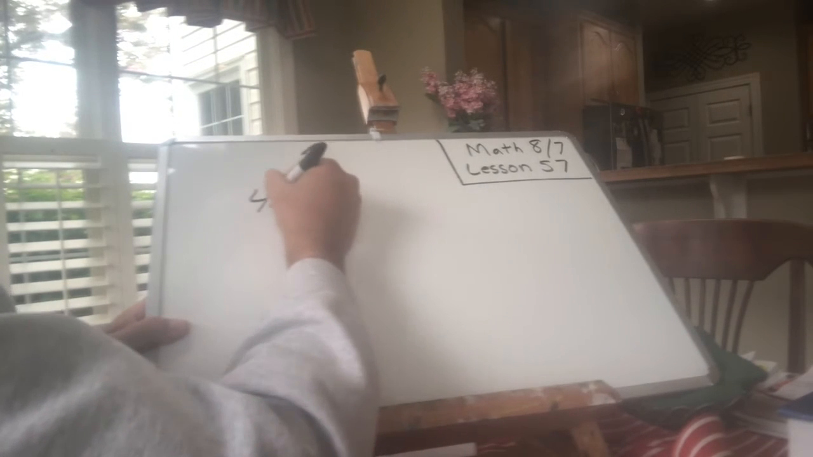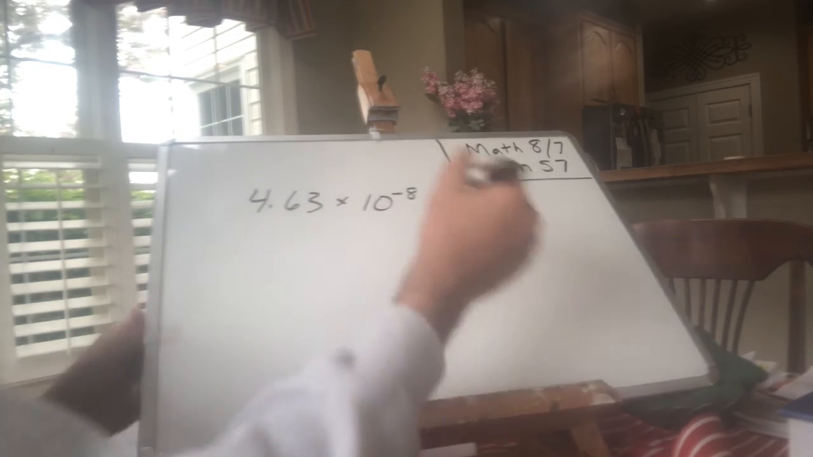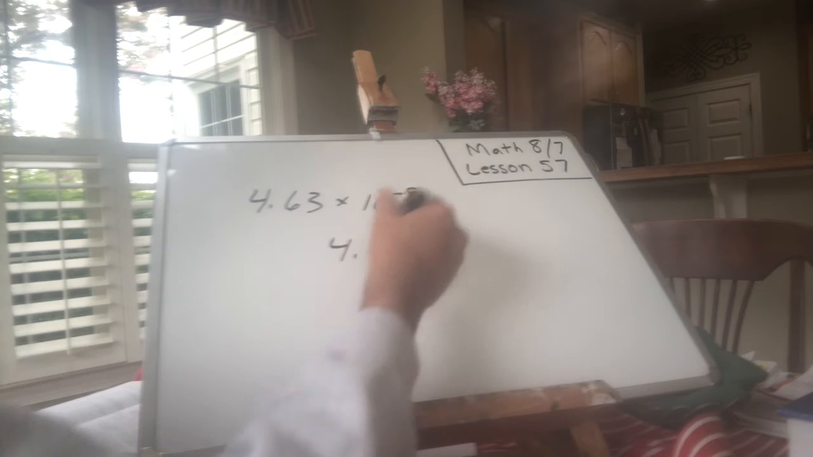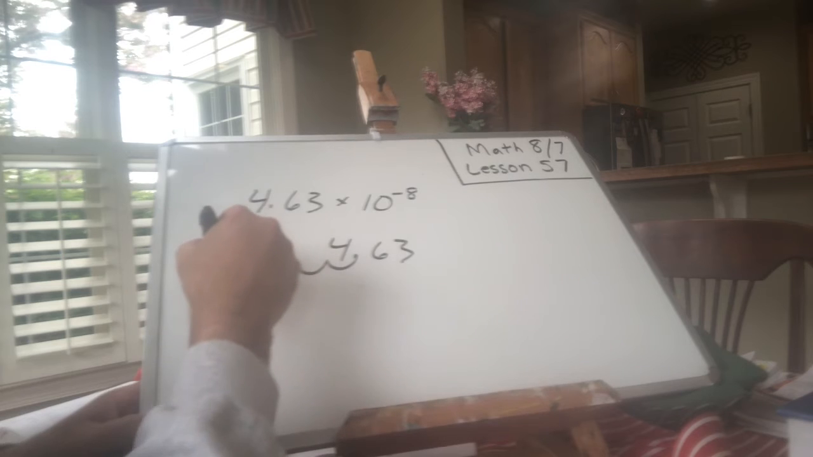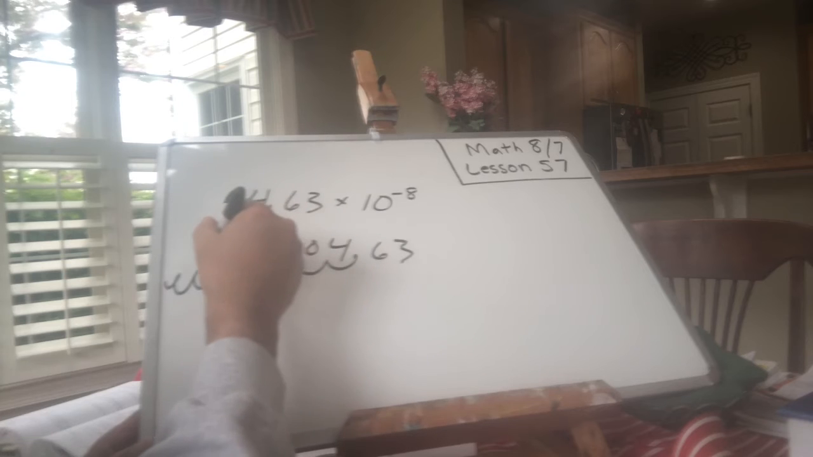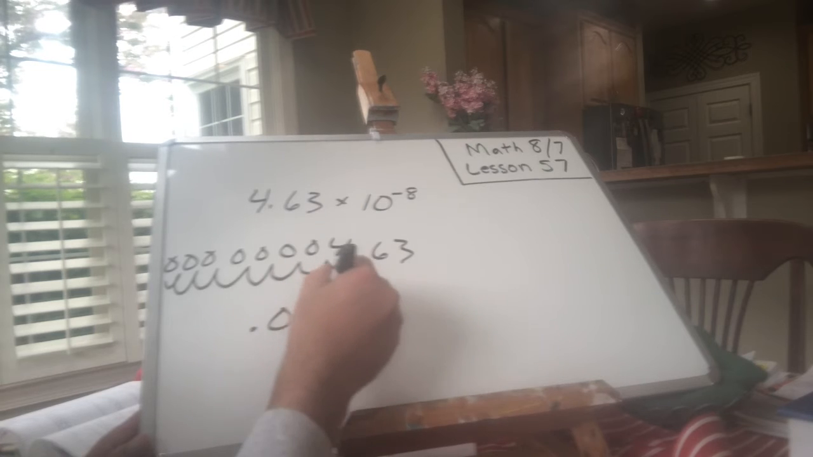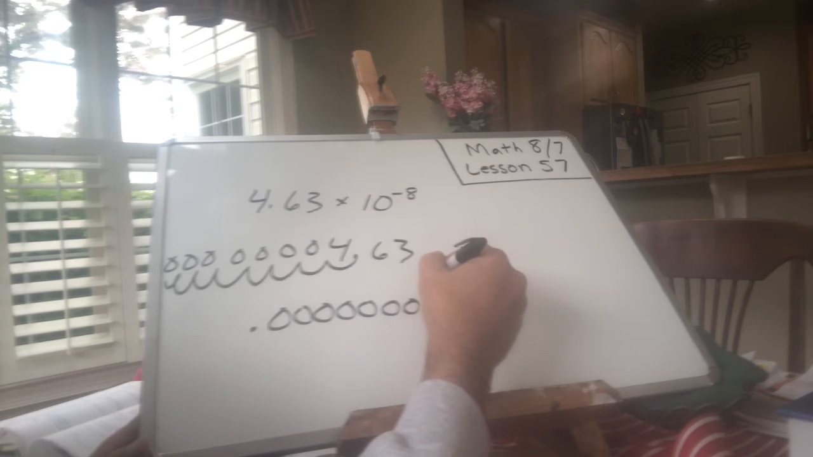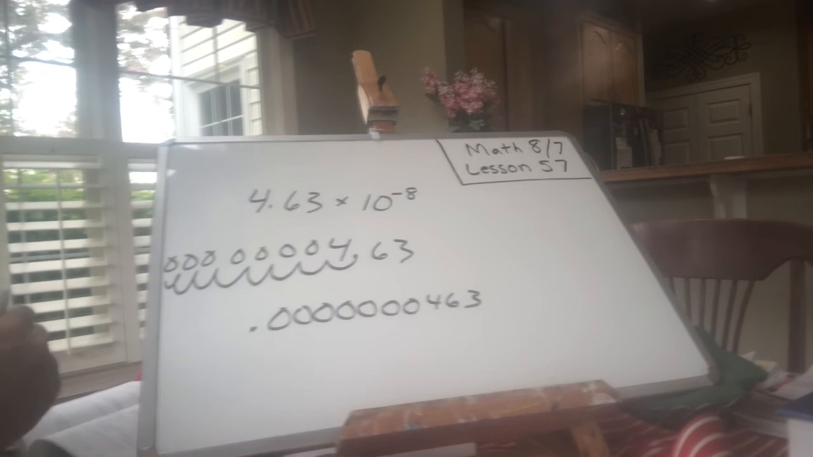4.63, this is another example. 4.63 times 10 to the negative 8. I would rewrite this number, 4.63, and negative 8. That means I'm going to be moving 8 spots. 1, 2, 3, 4, 5, 6, 7, and I didn't have enough room. Then I would fill in all the zeros, right? So my answer would be 1, 2, 3, 4, 5, 6, 7, and then 4, 6, 3. That would be the answer to that particular problem.